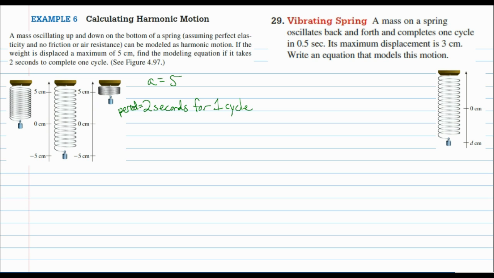2 seconds for one cycle to repeat, which means the frequency is 1/2, the reciprocal of the period. So that is 1/2 of a cycle per second. 1/2 of a cycle is pi radians, 1/2 of a circle, pi radians. So that's pi radians per second, which would be our W value.